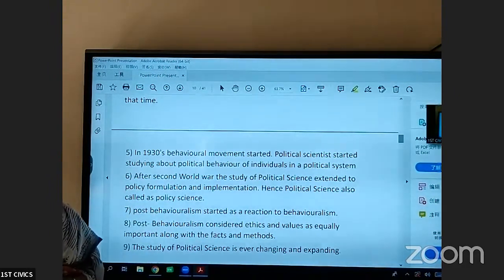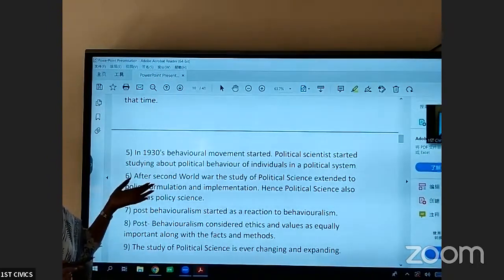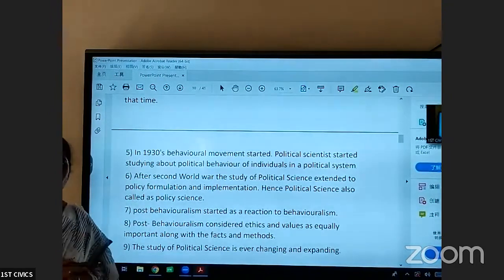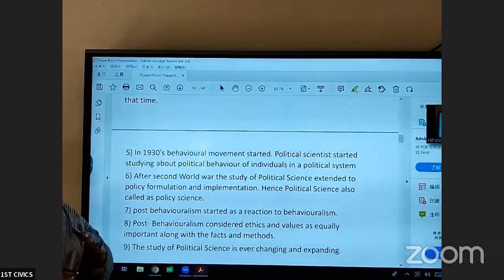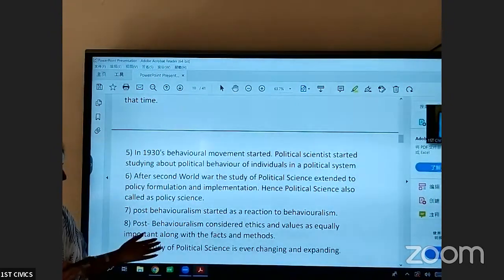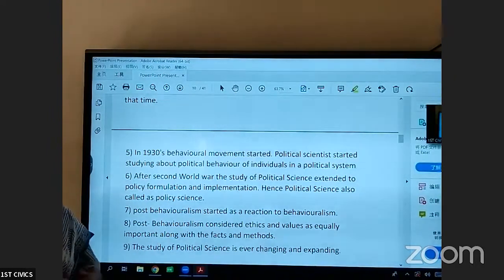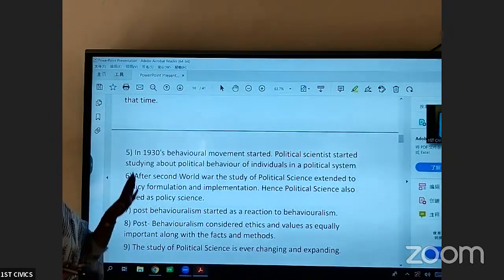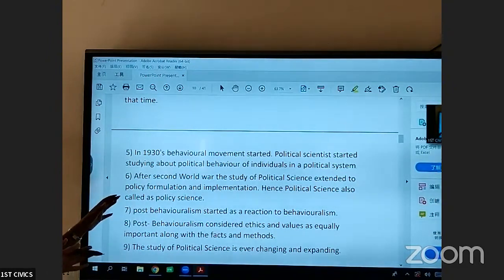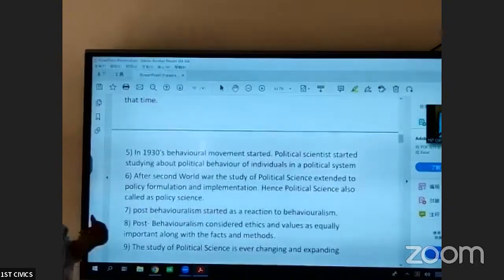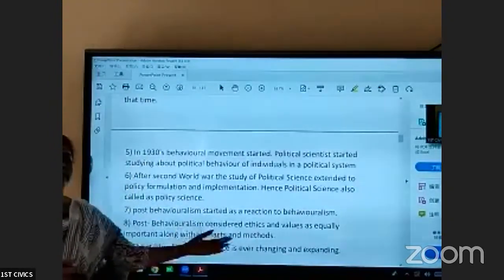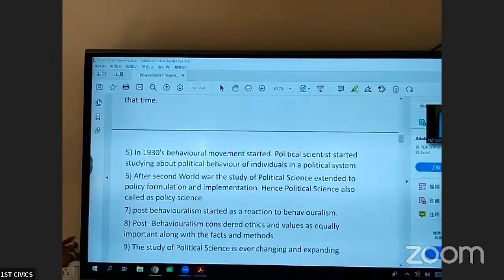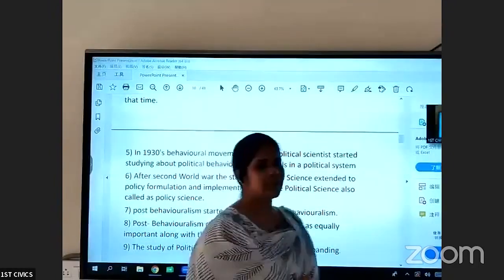Then post-behavioralism started as a reaction to behavioralism. In behavioralism, we studied only the political behavior of an individual in his political system, like what is his involvement in politics. But in post-behavioralism, we consider ethics and values equally important along with facts and methods. So the study of political science is ever changing and expanding. If you see the evolution, it started with the study of state and government, then came behavioralism, then post-behavioralism. So the study of political science keeps on changing and expanding. I hope this answer is very clear to all of you.